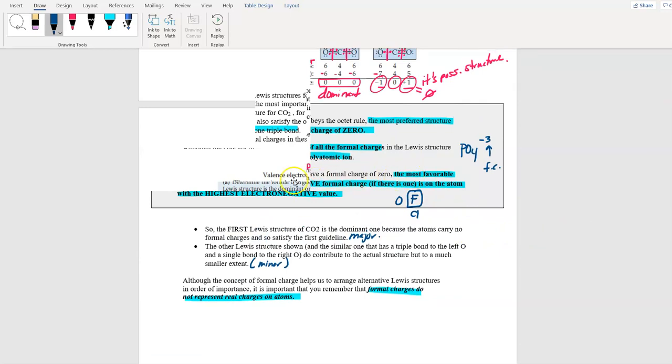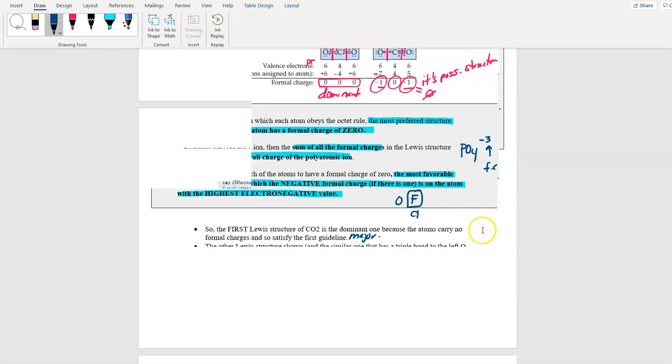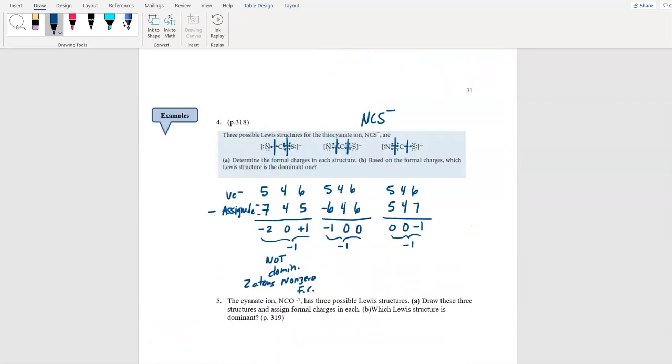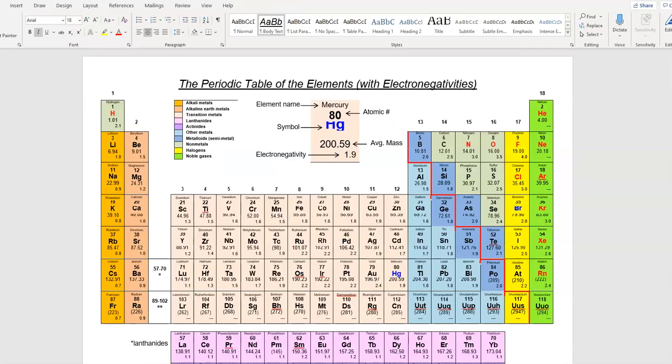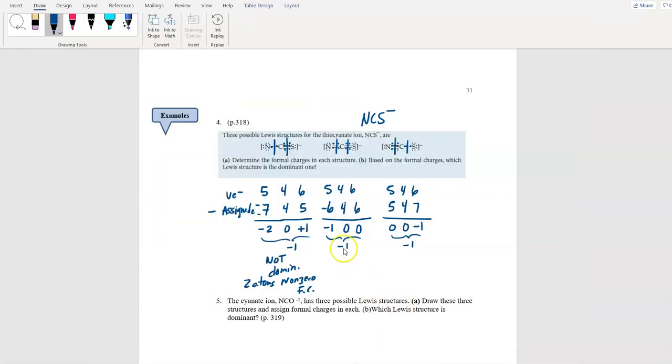If you have one of the atoms that's not 0, we want the negative formal charge to be on the most electronegative, okay? So now we need to bring our periodic table up, and let me grab him. All right, voila, here we go. The 2 that are the tiebreaker is this nitrogen -1 or this sulfur -1. So whoever is negative, the preferred structure is the negative on the most electronegative.